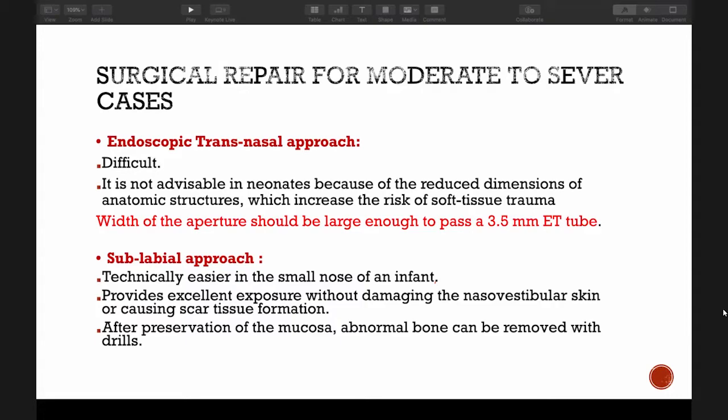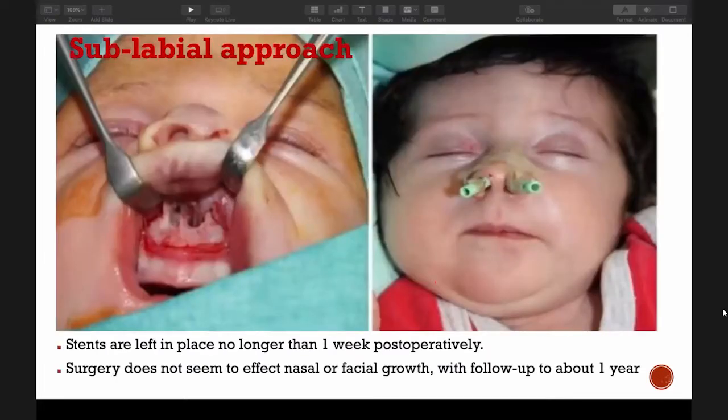And also, after the preservation of the mucosa, we can do drilling to the abnormal bone. And actually, it has been shown that it's not affecting the normal growth of the palate. Here we can see the sublabial approach. We can leave the stent for 1 week, both of them. And after following the patient for 1 year, it shows no effect on the nasal or the facial growth.